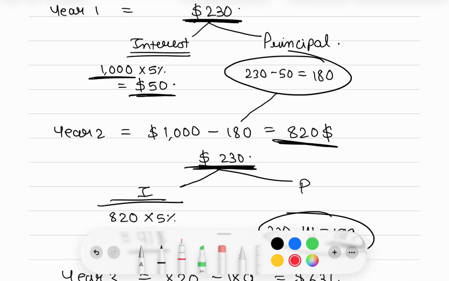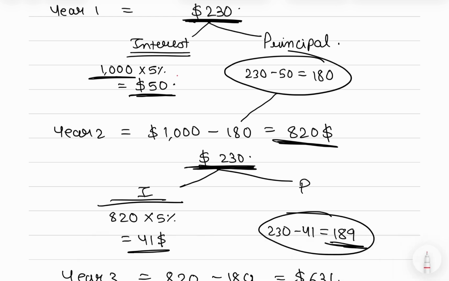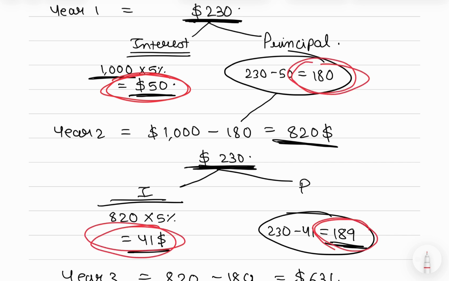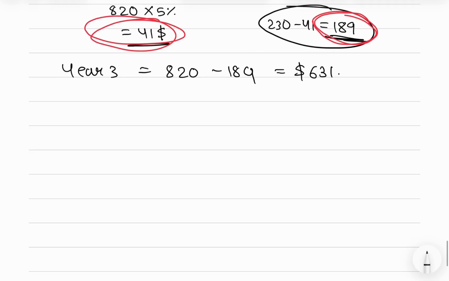interest was somewhere 50 in the first year, and it got reduced to 41, and the major chunk is now going towards principal as the year on year we are calculating it. So this is what happens in a fully amortizing loan, that in the beginning you are mostly paying the interest, and over time you are actually repaying more principal.